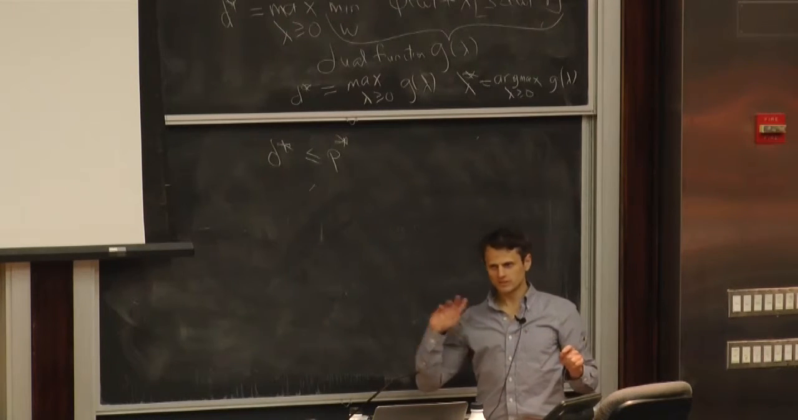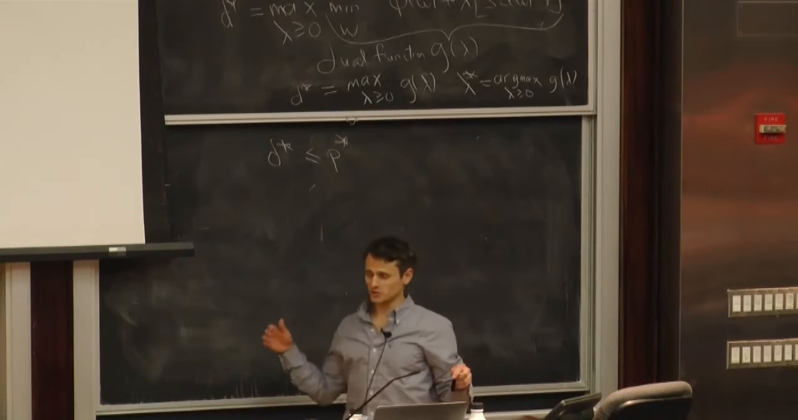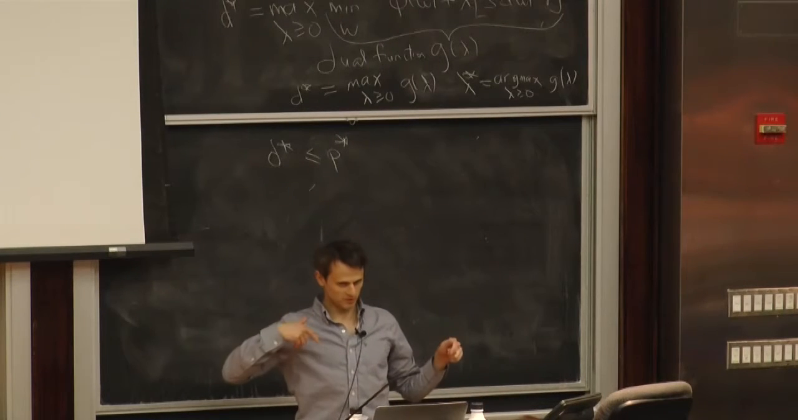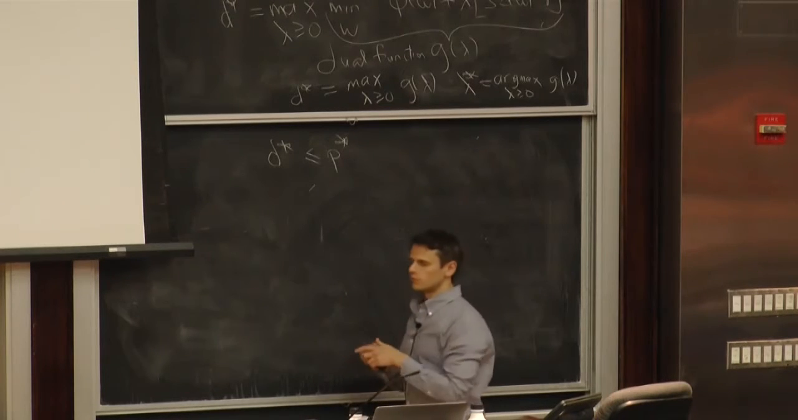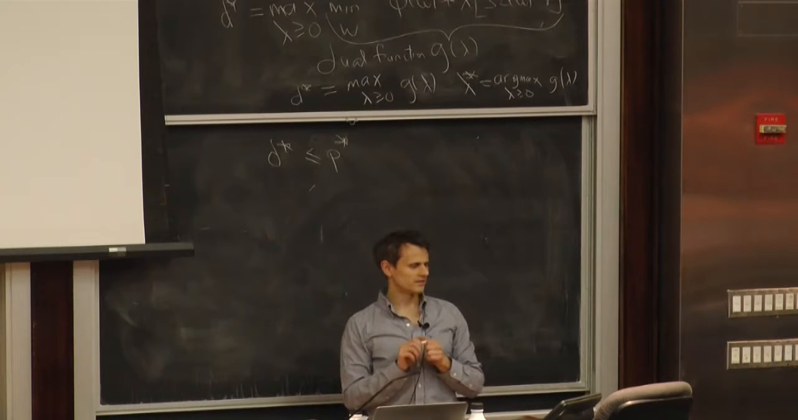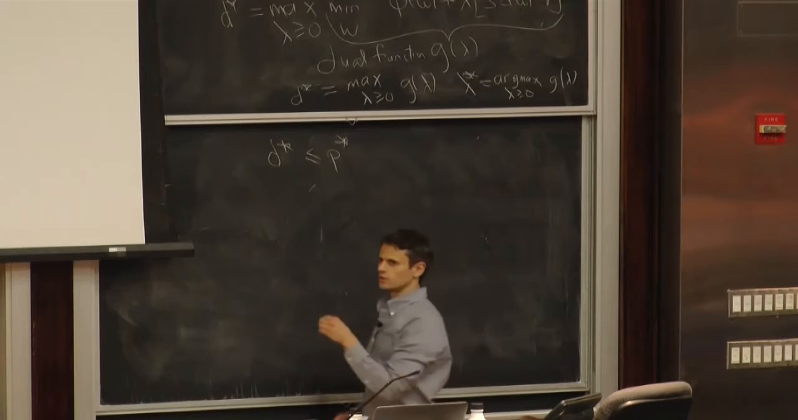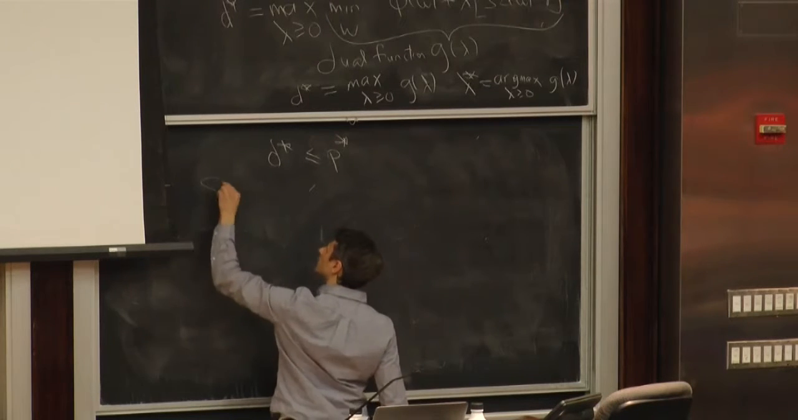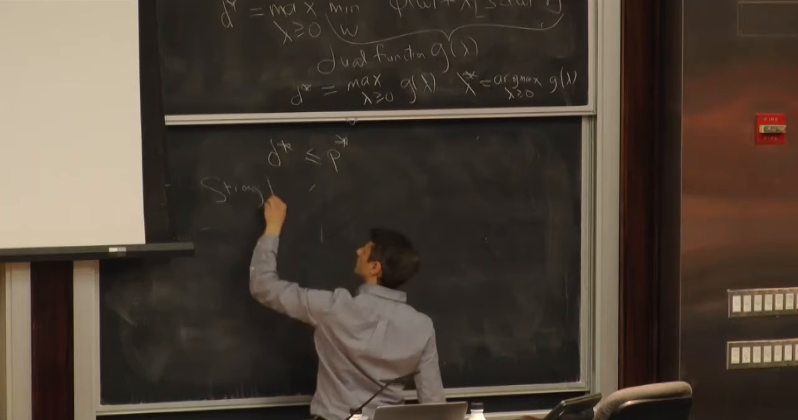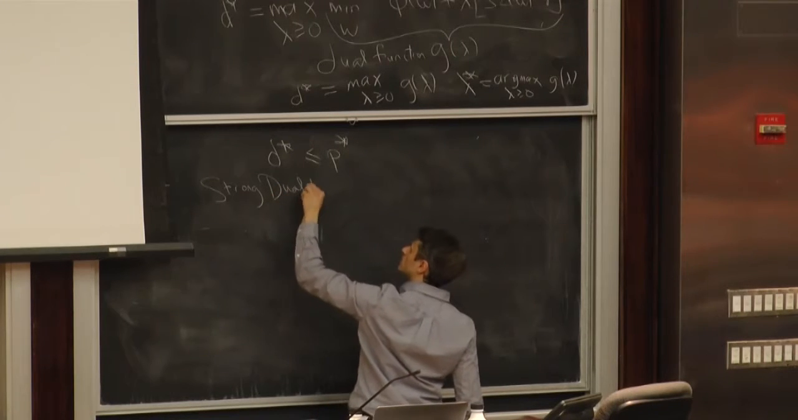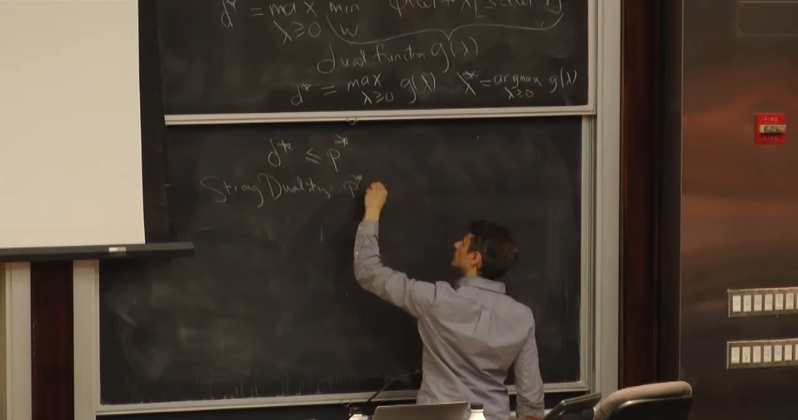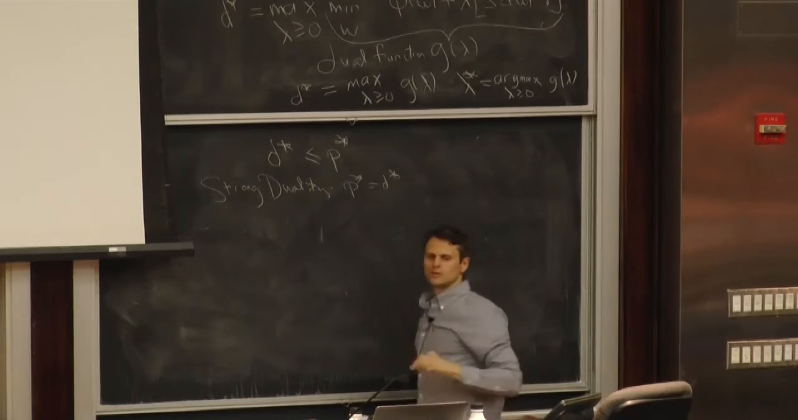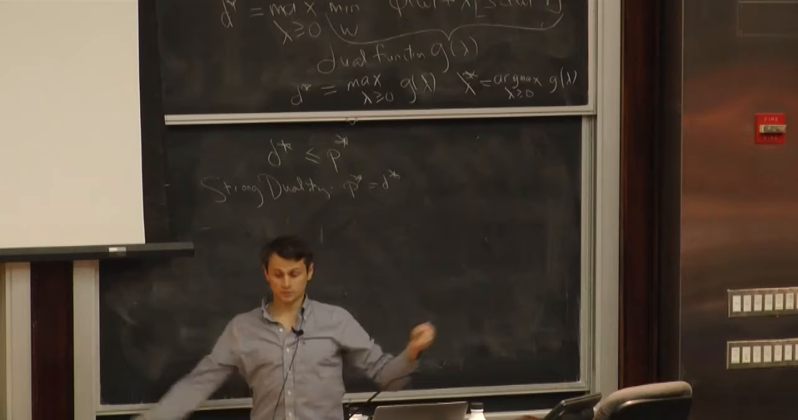All right, but what we're primarily interested in in our course is that we want D star to be equal to P star so that we can just solve the dual instead of the primal. And what's that called when that's the case? Yeah, strong duality. All right, and then can we state some conditions when strong duality holds? Okay, the problem must be feasible.